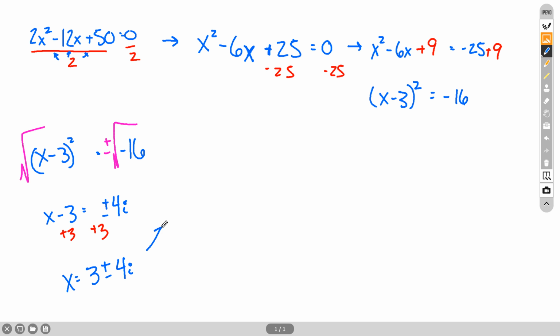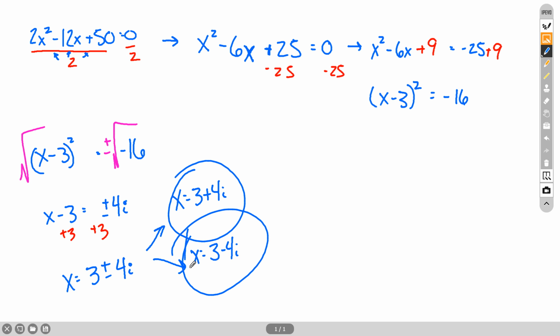Once again, my solution is a complex number. There's two solutions. x is equal to 3 plus 4i, and x is equal to 3 minus 4i. And these are my two solutions to my quadratic 2x squared minus 12x plus 50 equals 0. These are the two solutions for x that would make this equation true. Not real numbers. These are complex numbers.